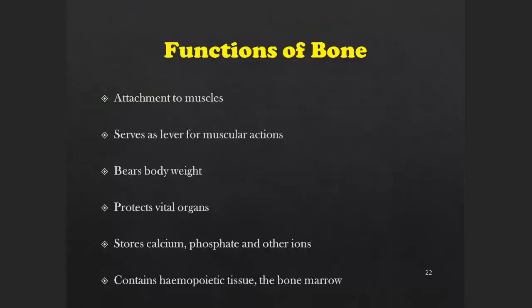Now functions, as we have discussed: attachment to muscles, serving as a lever for muscular action, which I have also told you, bearing body weight, protecting vital organs, and storing calcium, phosphate and other ions. Now this is different: it contains hemopoietic tissue, that is your bone marrow. Inside your bone there is bone marrow, and that bone marrow consists of your hemopoietic system. Hemopoietic system means blood. So it carries blood for the vitality of the bone. That is again one important thing.